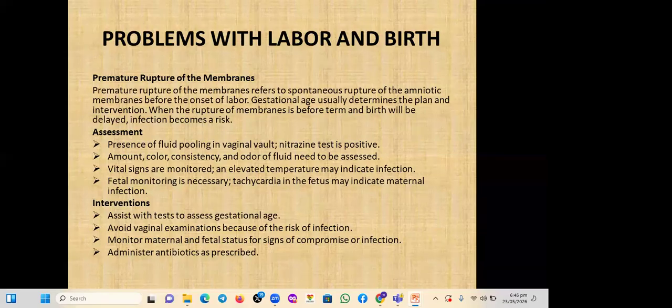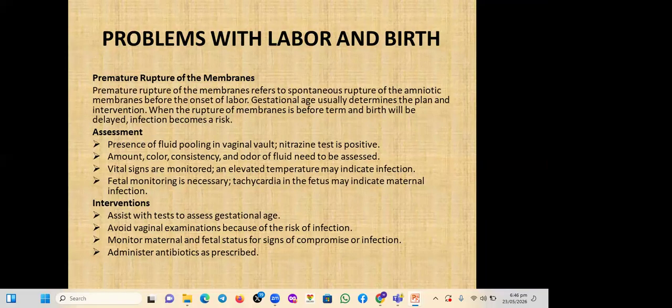Then vitals. We are saying that infection is a concern. So maternal infection can affect the fetus along the line after rupture has occurred. So you monitor vital signs, where when there is infection, temperature is likely going to be elevated. So elevated temperature may indicate infection. And when infection is also there, there's going to be fetal tachycardia. Okay, so you do fetal monitoring, which is necessary. Fetal tachycardia also indicates that there is maternal infection.